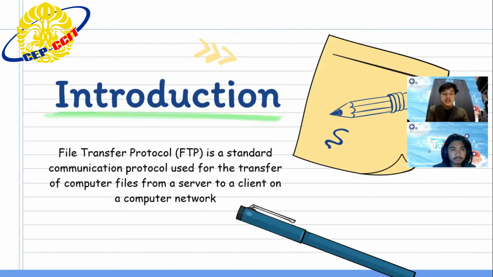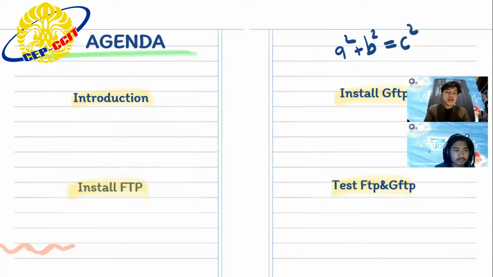Okay, introduction. First, what is FTP? FTP or File Transfer Protocol is a standard communication protocol used for the transfer of computer files from a server to a client on a computer network. And then I will explain about install FTP.